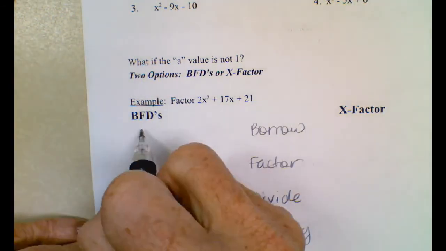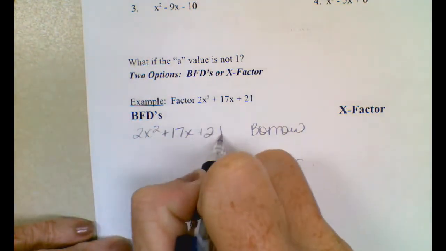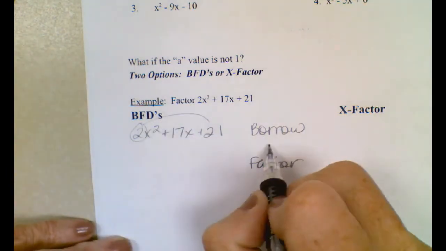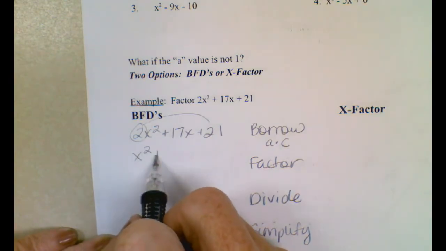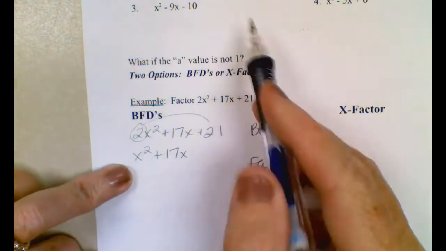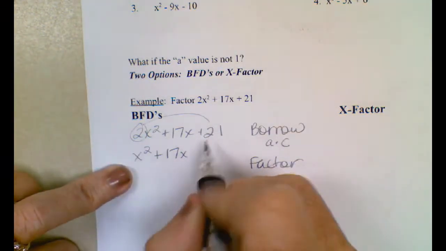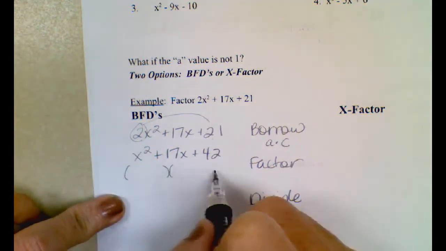Okay, so let's start with our equation, 2x squared plus 17x plus 21. I'm going to borrow my a value and multiply it by my c value. That will make my a value come back to 1 and make it easier to factor, like the ones we had up above. So 2 times 21 is 42. Now you're going to factor that.